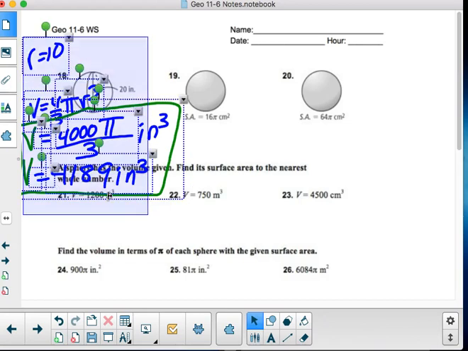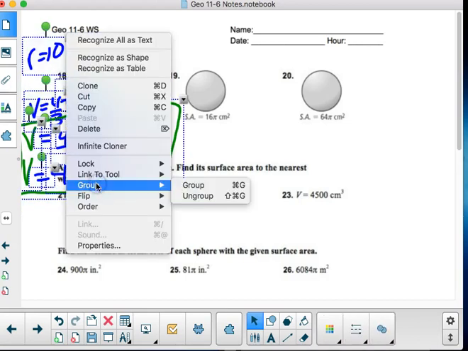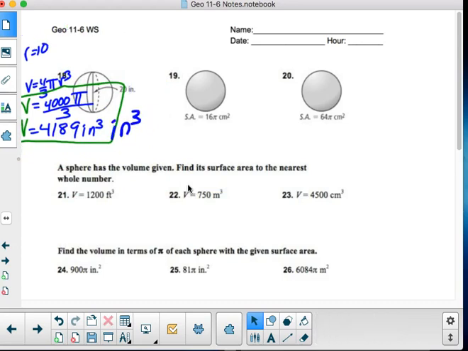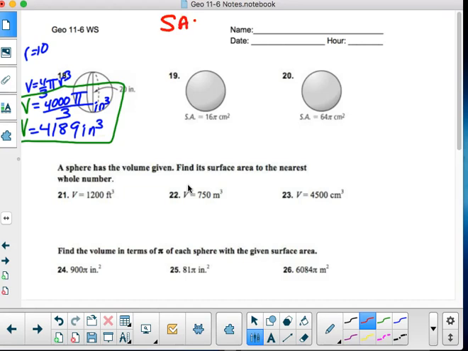And I'm going to minimize these. Now, this next one's interesting. The next two, they say, hey, you got a surface area of 16 pi, find the volume. There's no direct way to find volume from surface area unless you solve for R. So surface area, SA, remember, is 4 pi R squared. So SA is 16 pi.